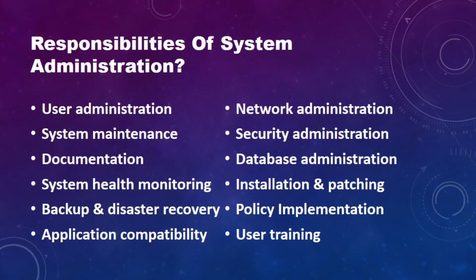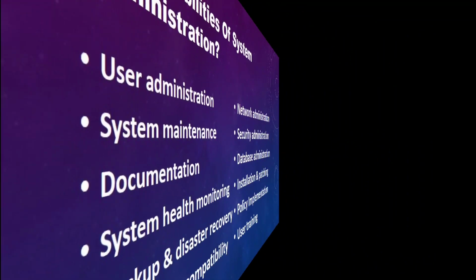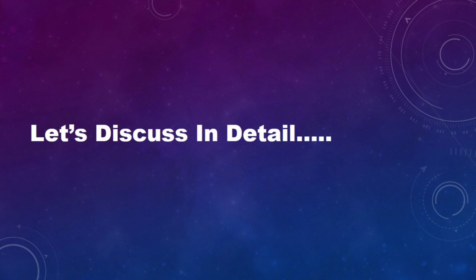user administration, then system maintenance, then documentation, then system health monitoring, then backup and disaster recovery. Activities may involve several software solutions, several hardware issues, then software components as well, then application compatibility, then network administration, then security administration, database administration, installation and patching also, then policy implementation, then last but not the least, user training. So all these points I'm going to explain one by one in detail.